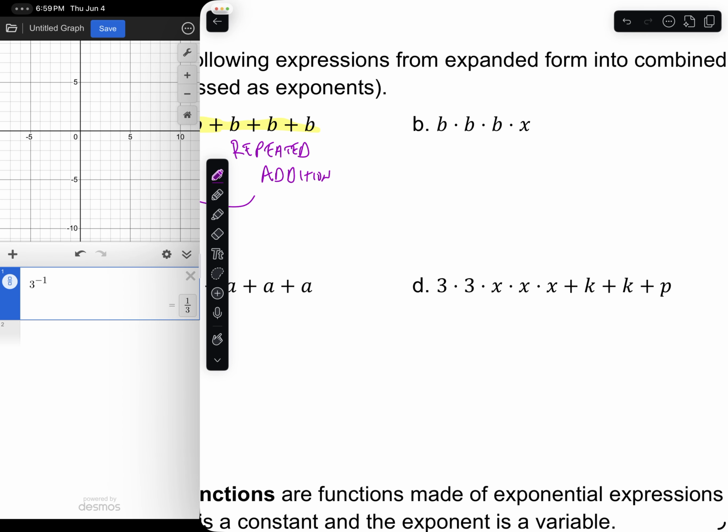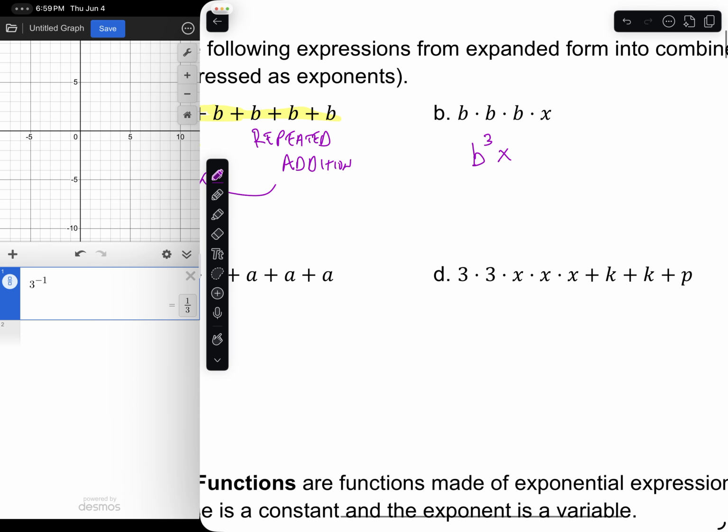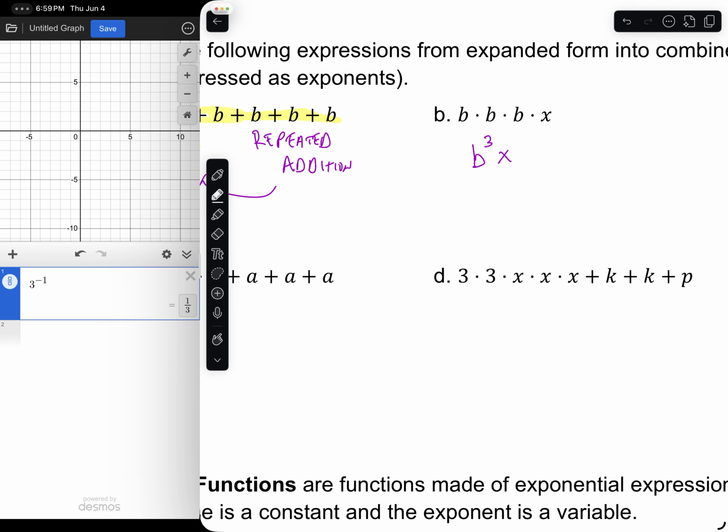Let's look at this thing, b times b times b. So that's going to be b to the power of 3. We use an exponent and then times x. There's only one x. So now the b times the b times the b, 3 times, that turns into b cubed. So repeated multiplication turns into an exponent.